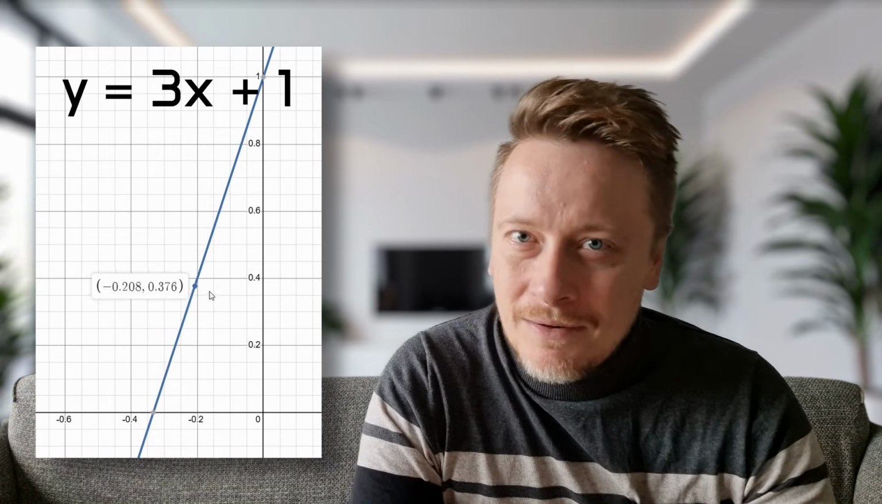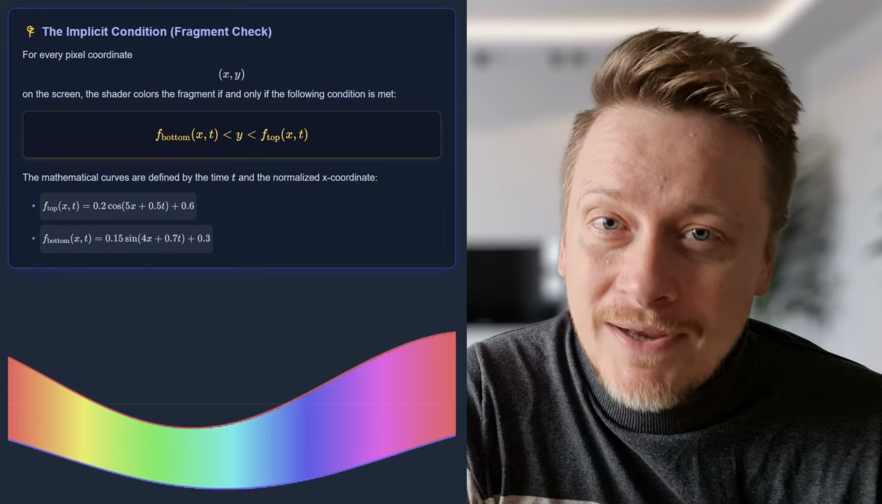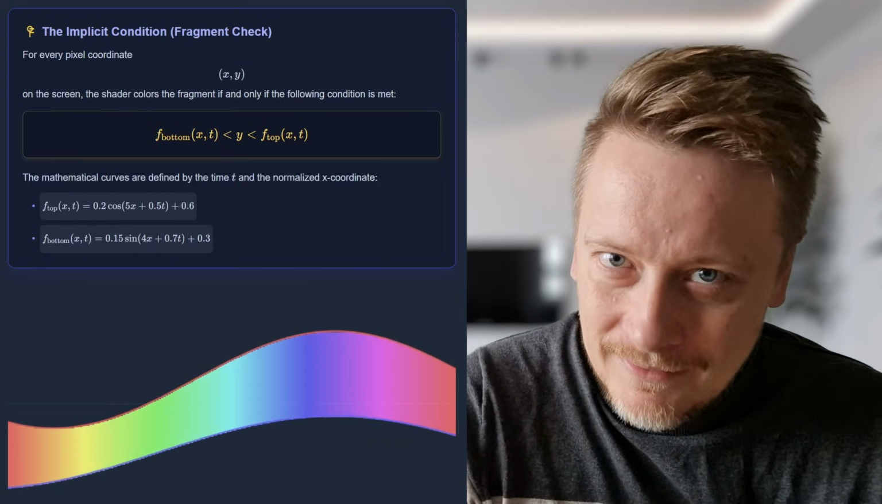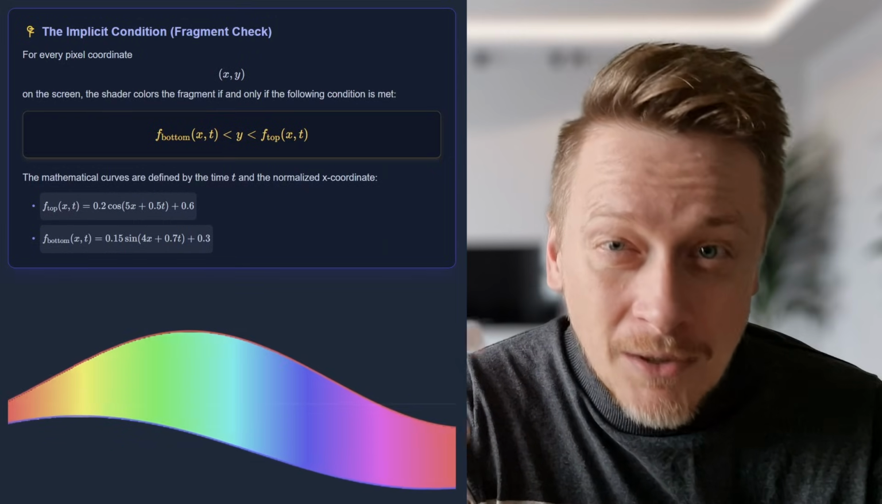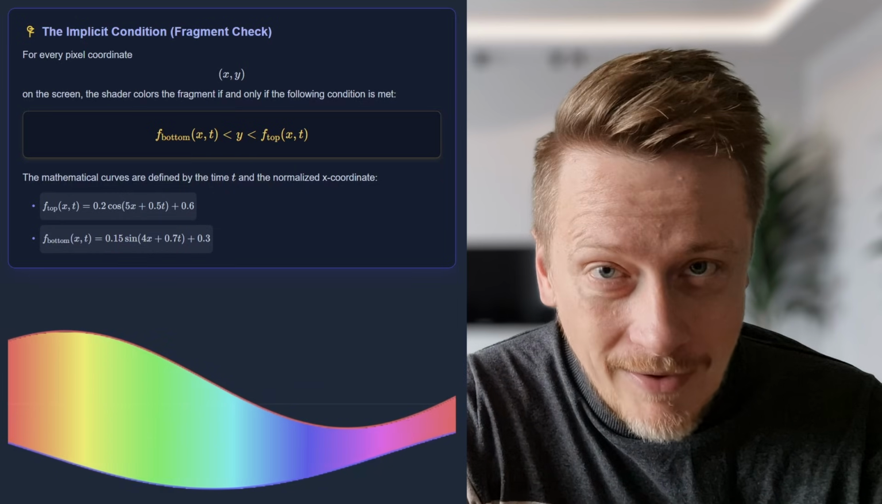But in a fragment shader, we flip that idea. Instead of drawing a line, we use implicit plotting. The shader runs for every single pixel on the screen at the same time. For each pixel at xy, we ask, is this pixel's y position below the top curve and above the bottom curve? If yes, color it. If not, leave it.